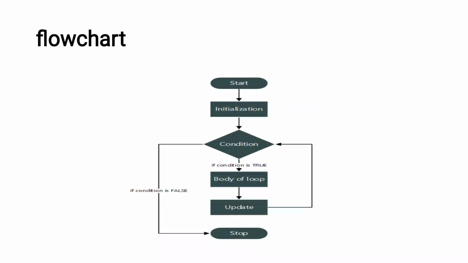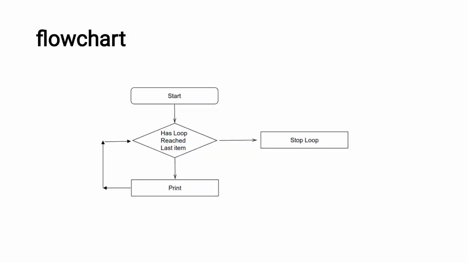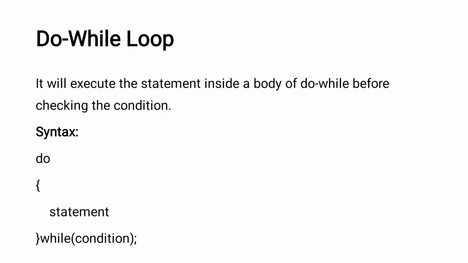So this is the general flow chart: start, initialization, condition, body of the loop structure. We need to update, and then we can stop it. Next is the while loop. A while loop is a control flow statement that allows code to be executed repeatedly. When the condition is true, the statement is going to be executed. So this is the general flow chart. Start the loop, we print the statement when the condition is true, and it will stop the loop.